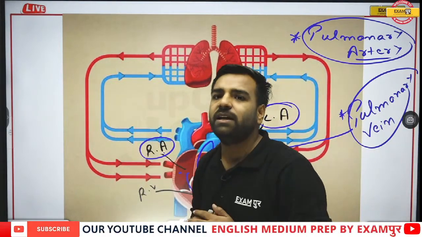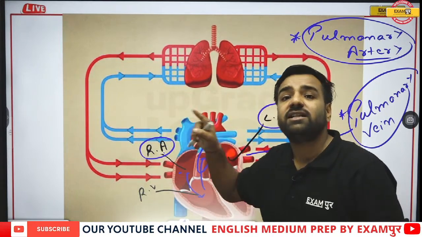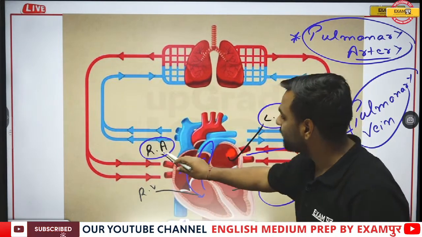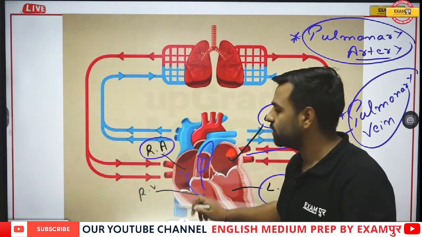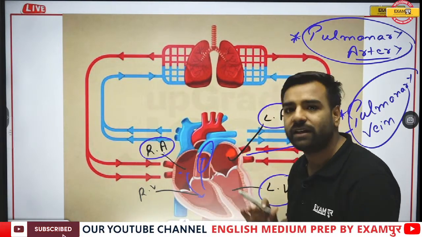What type of question can be asked? First of all, where does blood reach? First of all, blood is reaching the right atrium. Fine. The bicuspid valve lies between what? So it is between the right atrium and right ventricle.